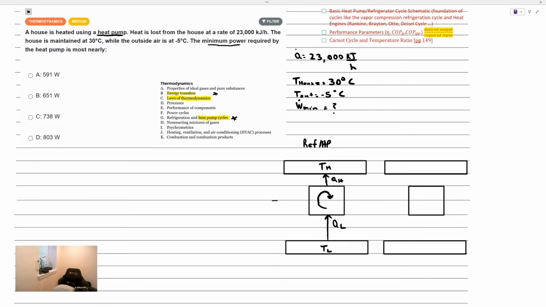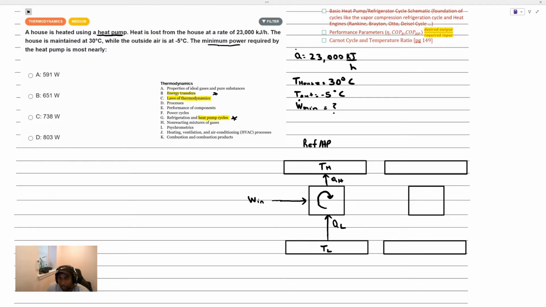And we do that by using a compressor. And we input some work into that compressor so that we can transfer heat from a low temperature source to a high temperature sink. Right, remember, heat naturally flows from high to low temperatures, but if we input work, we can achieve the opposite.